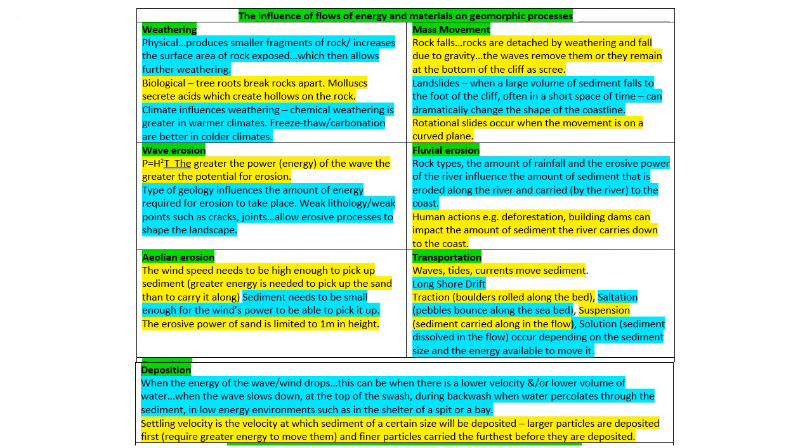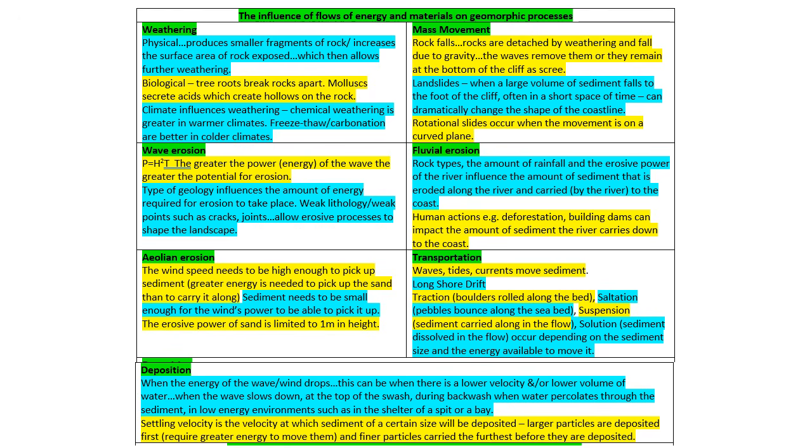Okay, the next section is the influence of flows of energy and materials on geomorphic processes. So, weathering processes, we've talked about physical weathering, we've talked about biological weathering, we've talked about how climate influences the type of weathering. In a cold climate, you get freeze-thaw and carbonation. In a warmer climate, you get chemical weathering. We've talked about mass movements, the rock falls, the landslides, the rotational slides that happen.